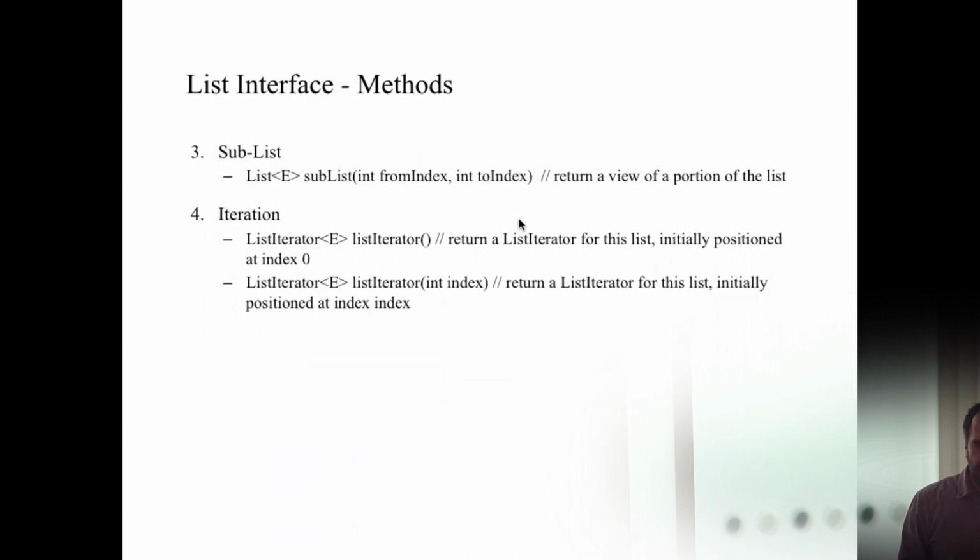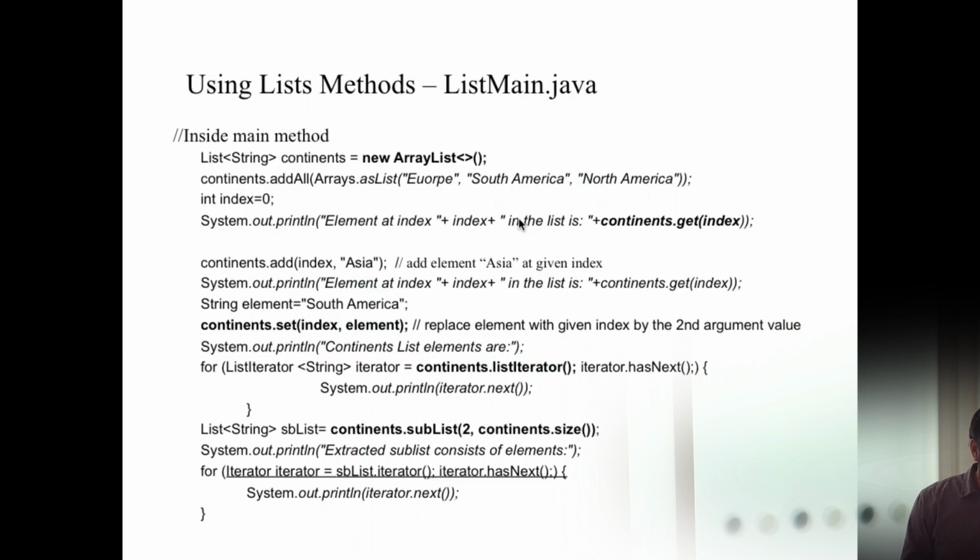Yeah, the sublist. If you have a list of 100 students and you want to get maybe the first 10 or last 10, you can extract those elements, and you have to specify from which position you want to retrieve. So these are the different methods, since we know that the collection framework is used to process data as a collection.